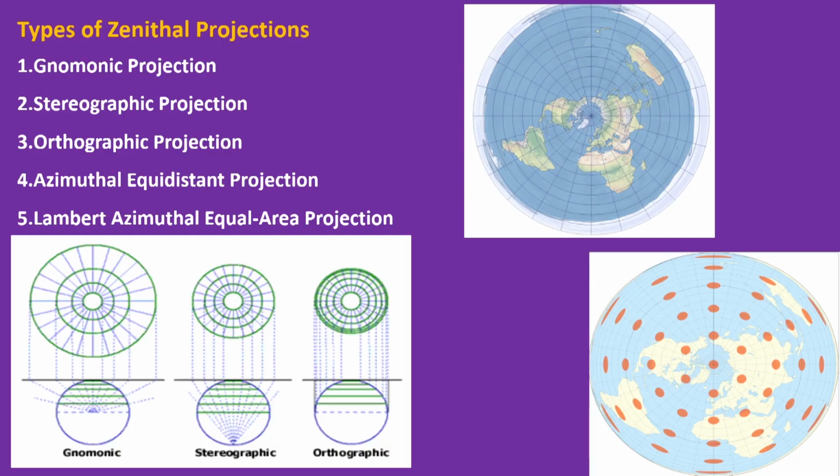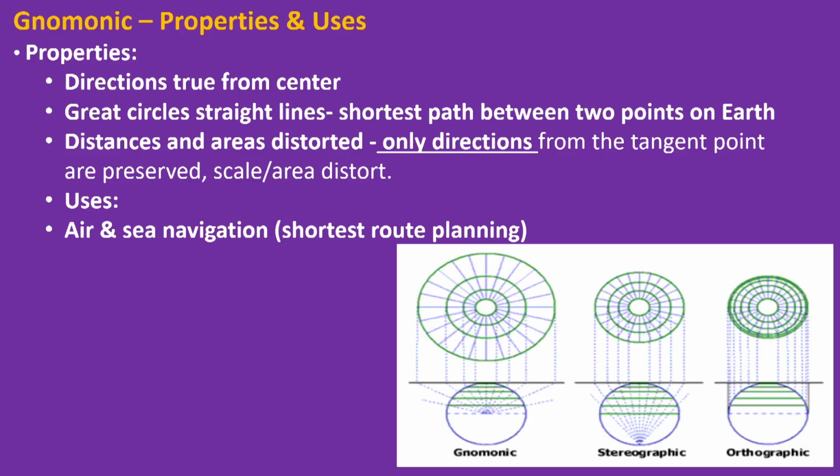Let us understand the different types of zenithal projection. We can have five types. One is gnomonic projection, the second is stereographic projection, the third is orthographic projection, the fourth is azimuthal equidistant projection, and the fifth is Lambert azimuthal equal area projection. Let us discuss them one by one and their usages. Gnomonic projection, let us understand how it works.